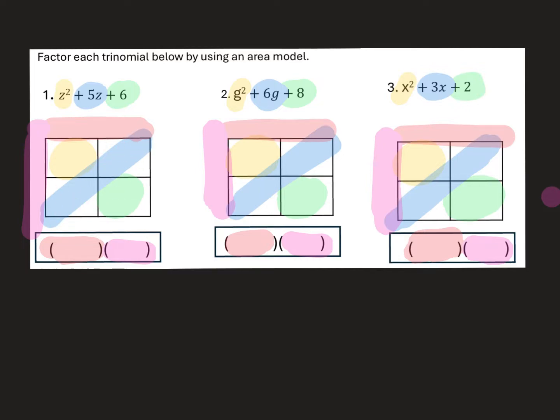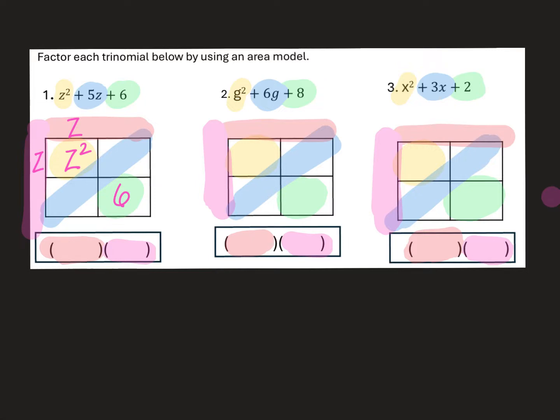So let's get started. We're going to put z squared here and 6 here. And the first thing I want to talk about is, what do I put here and here? I want to multiply these two numbers to get z squared. What times the same thing gives me z squared? That would be z. Z times z is z squared.